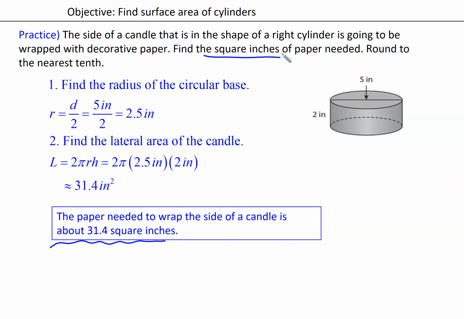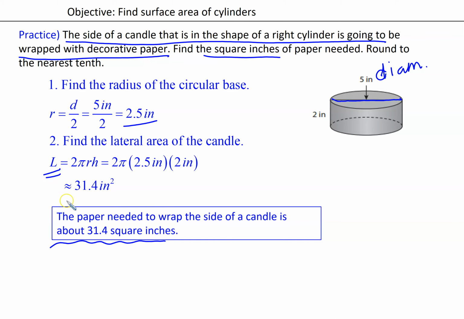But here you did have to realize that the 5 inches is a line segment that goes all the way across. So the 5 inches is your diameter. So you do have to find radius by taking the diameter and dividing by 2. So 2.5 inches is your radius. And here, oh, I was a little mistaken, I think. We do want, so the side of a candle is going to be wrapped with decorative paper. So we only want our lateral area here. So I better read more carefully.